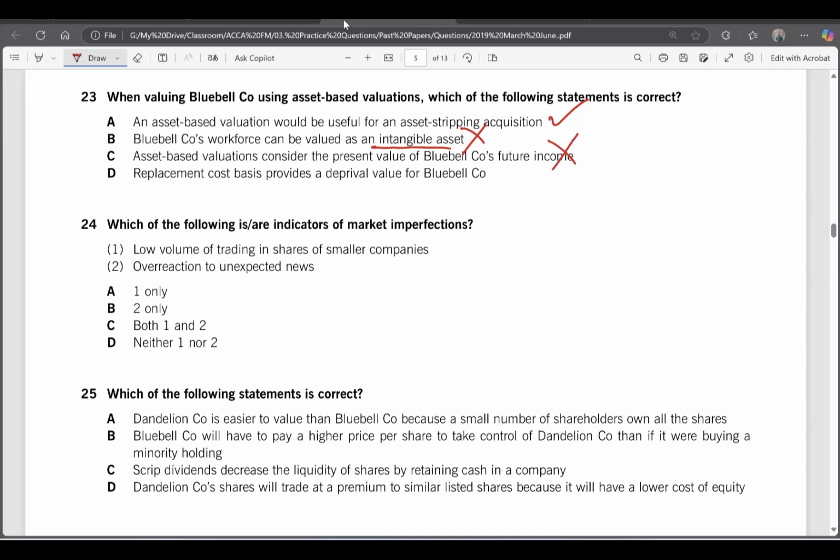Replacement cost basis provides a realizable value. Realizable means sale value. By the way, we have three methods for asset-based valuation. Replacement cost is not a realizable value. If you say NRV basis, they use the realizable value for this company, right? So replacement cost is not the realizable value.